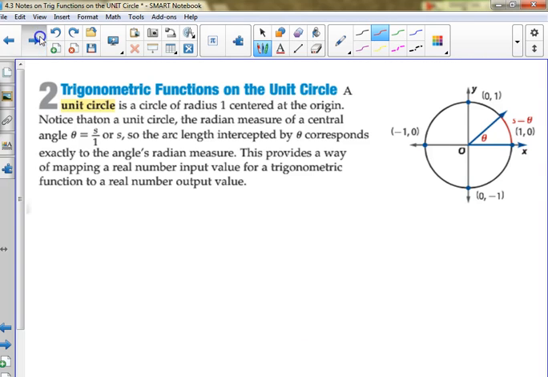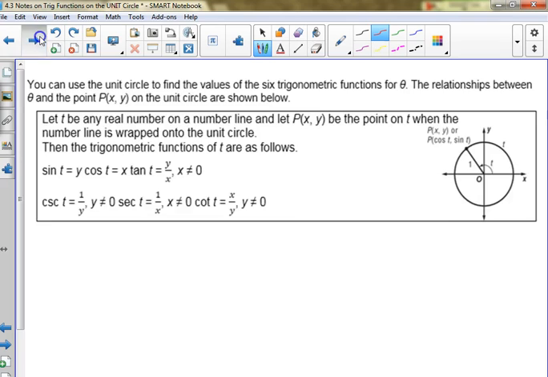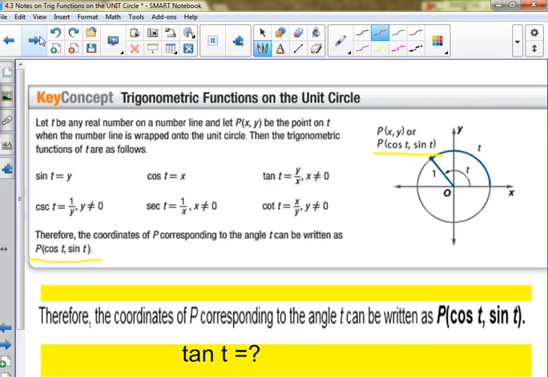All right, let's talk about using the unit circle then. When we get to the unit circle and we understand and have developed the unit circle, we're going to remember the first is the cosine. X is cosine, y is sine. Okay, how do you get the tangent again?